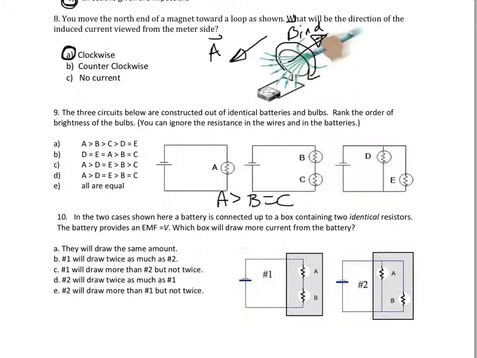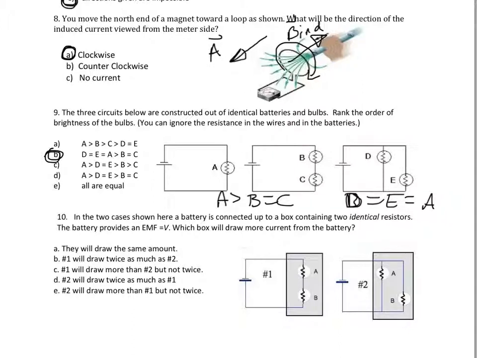We can also compare D and E to A. Because D and E are both at the same voltage, the voltage difference between here and here is the same, the amount of current flowing through them must be the same. So D must equal E. But you notice that the voltage here is the same as the voltage difference here. So in fact, D equals E equals A. The correct answer then is B.